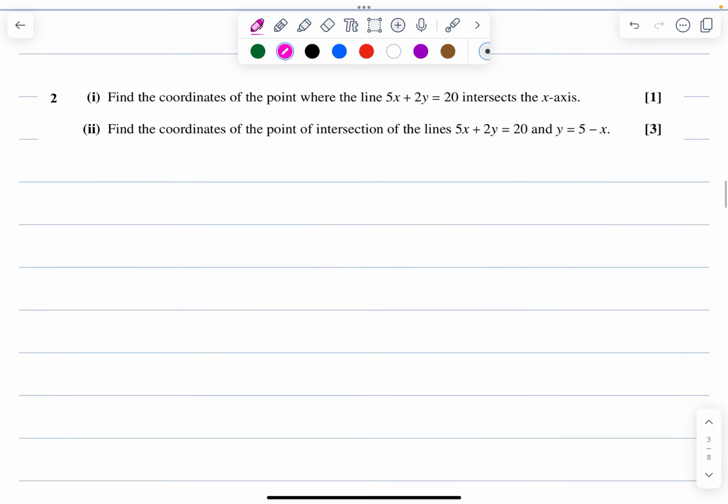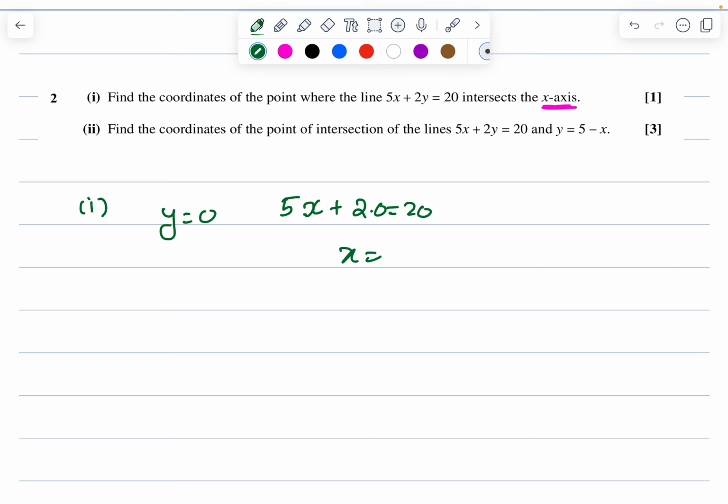Question number 2. Find the coordinates of the point where the line intersects the x-axis. X-axis means nothing but y equals 0. So 5x plus 2 times 0 equals 20. So x equals 4. So the point is going to be 4 comma 0.